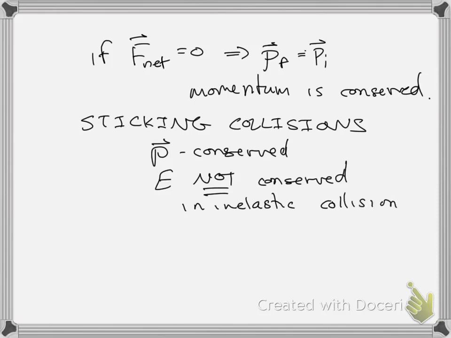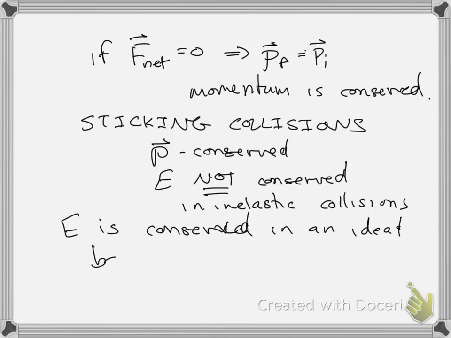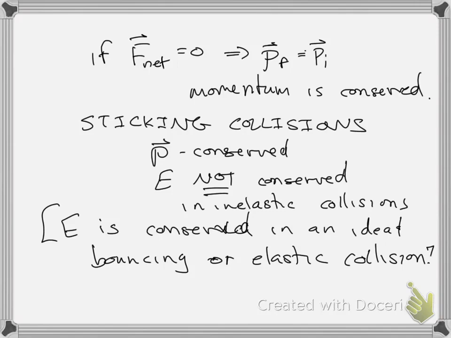You can only use it in a bouncing elastic collision. E is conserved in an ideal bouncing or elastic collision. So if two things bounce off of each other, energy may not be conserved. It's only conserved if you're told it's an elastic collision or if you figure out that it's an elastic collision. But in general, don't assume energy is conserved in a collision. Okay, so let's do another sticking collision, but let's do it in two dimensions.